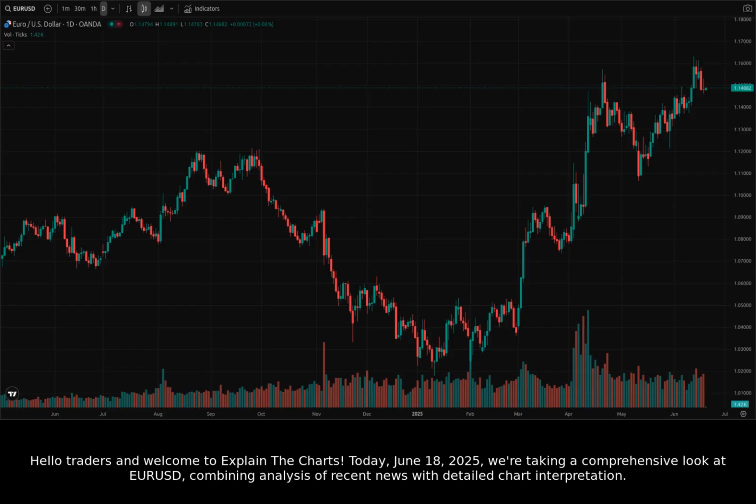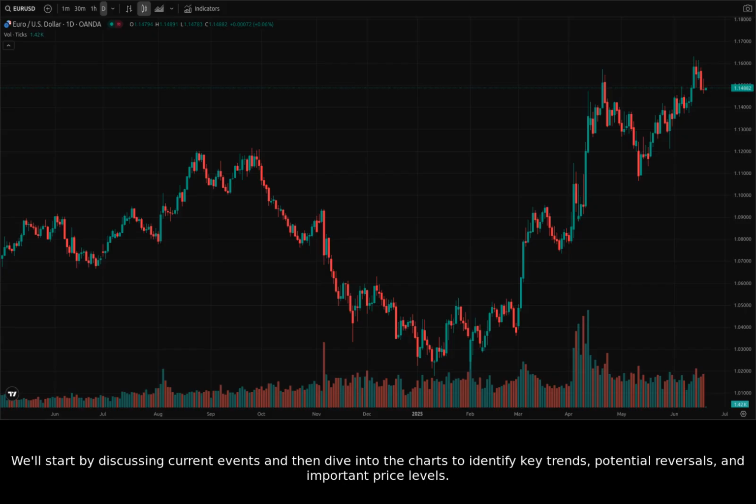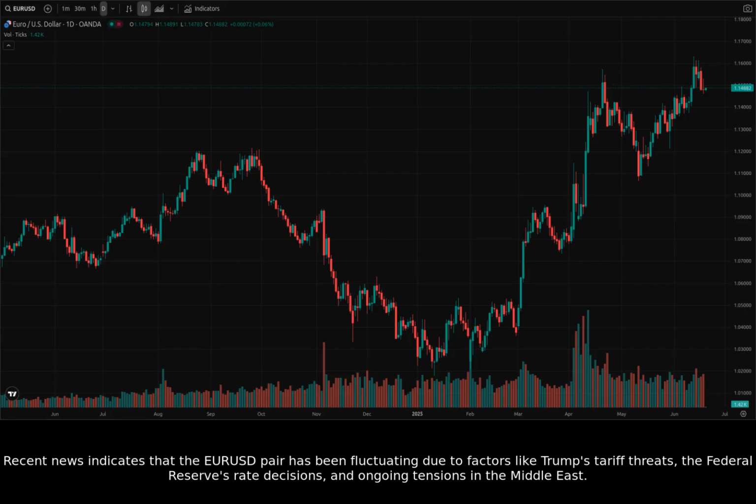Today, June 18th, 2025, we're taking a comprehensive look at EURUSD, combining analysis of recent news with detailed chart interpretation. We'll start by discussing current events and then dive into the charts to identify key trends, potential reversals, and important price levels. Recent news indicates that the EURUSD pair has been fluctuating due to factors like Trump's tariff threats, the Federal Reserve's rate decisions, and ongoing tensions in the Middle East.